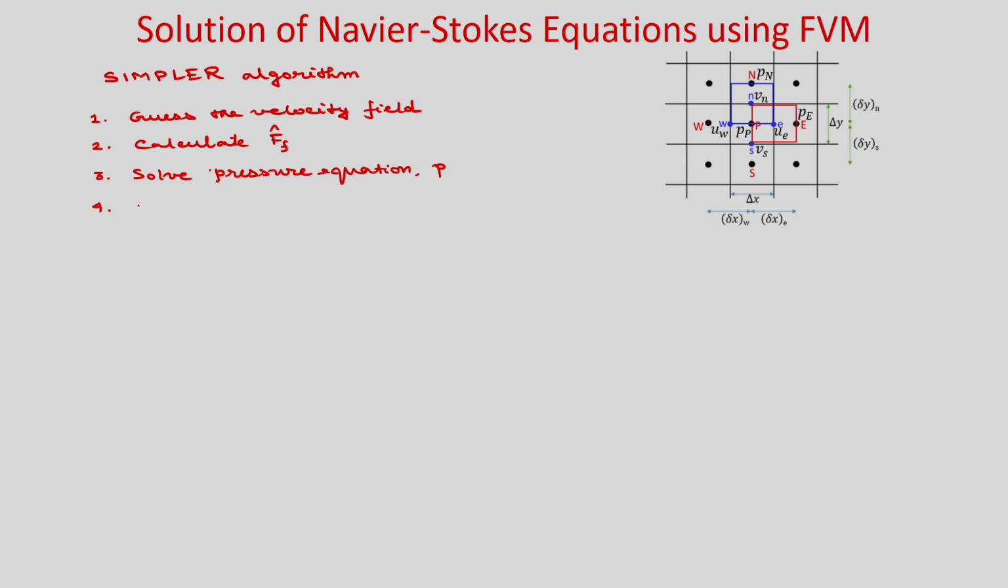Then now you follow the simple algorithm. Okay. So, now we have solved u star, v star. Okay. So, this is now the guess pressure field. Okay. So, what you have solved from the pressure equation, that you will use in this equation to solve u star, v star. Okay. Then calculate F f star, okay, and then solve for the pressure correction equation.